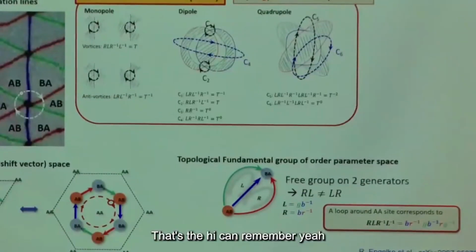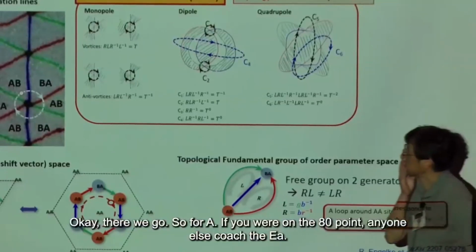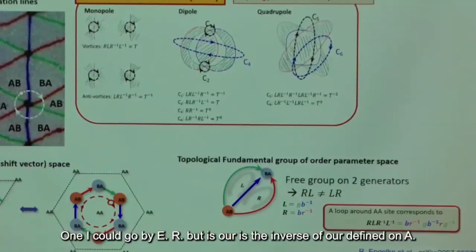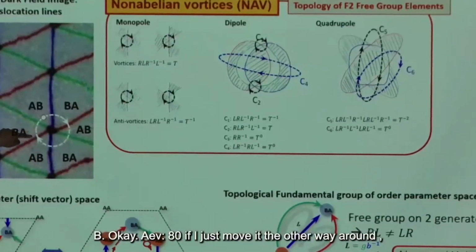Okay, here we go. So if you were on the AB point and you wanted to go to the BA point, you could go via R. But is the inverse of R defined on AB? Yes. Okay, so it depends on the inverse of R. AB goes to BA, this is an R, right? If I move it the other way around, from BA to AB, that's the inverse of R.